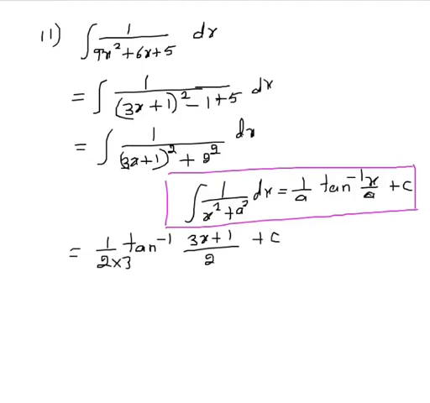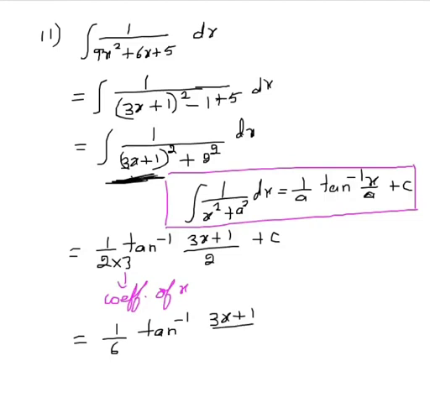What is this 3 for? The coefficient of x. This is a linear function of x. So the formula is applicable, but don't forget to divide by the coefficient of x. Therefore, the answer is 1 by 6 times tan inverse of 3x plus 1 by 2 plus c.